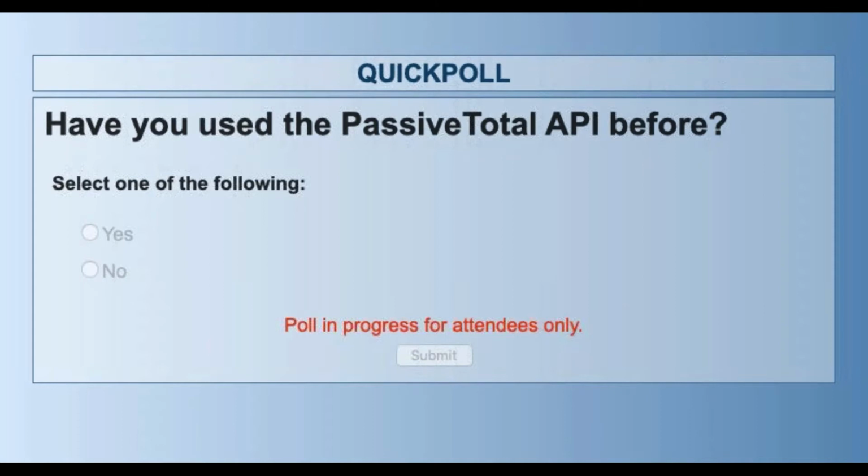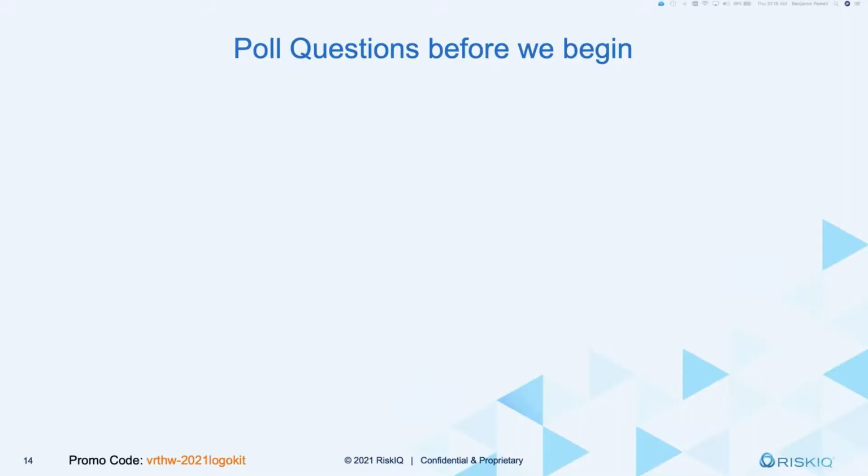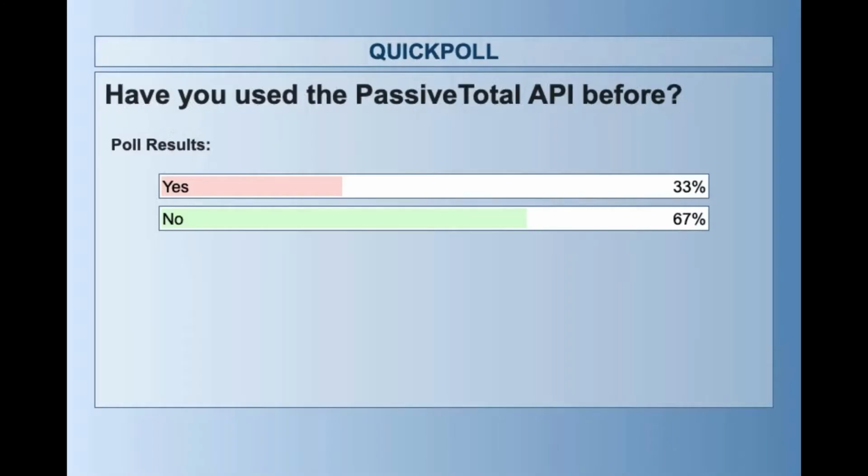Have you used the PassiveTotal API before? Yes or no? So 33% yes, 67% no. So if you ever use Maltego, for example, you can enable the transforms which use the RiskIQ PassiveTotal API.